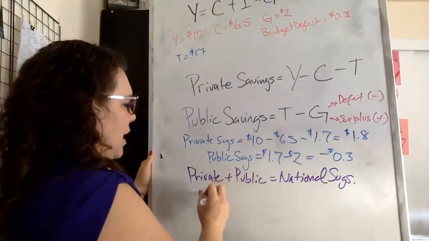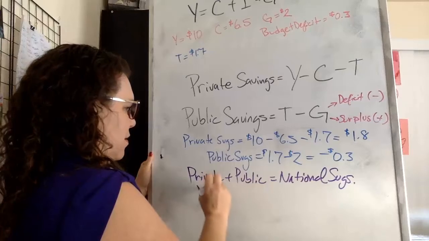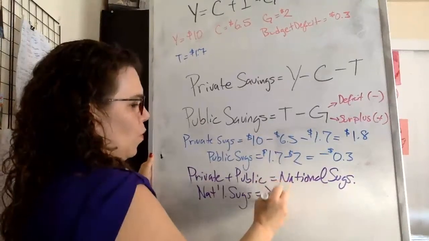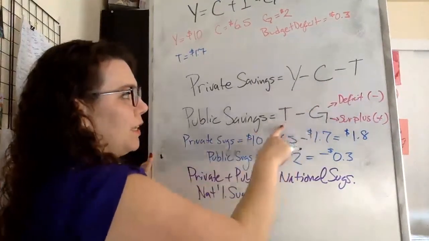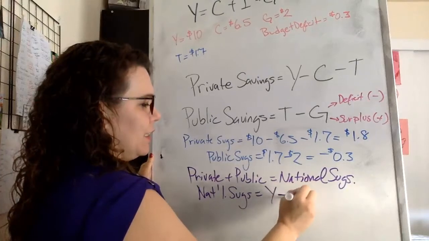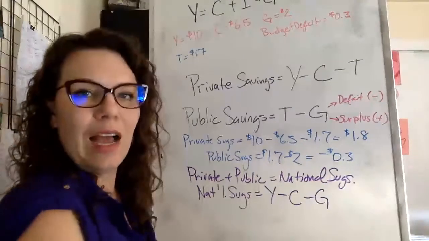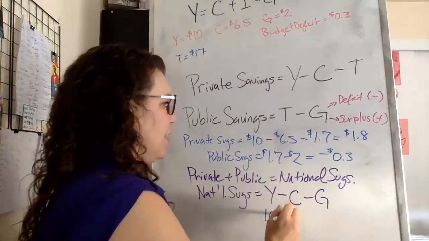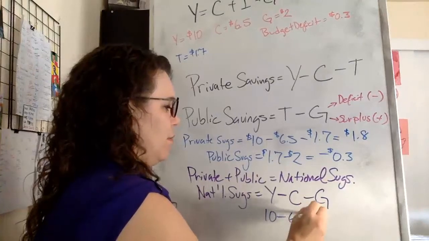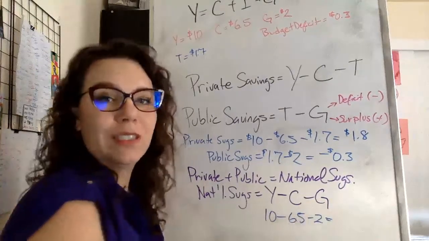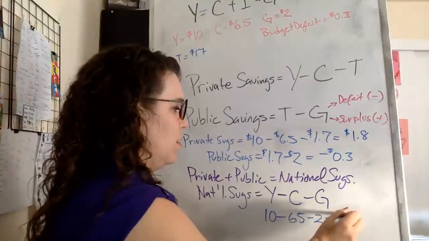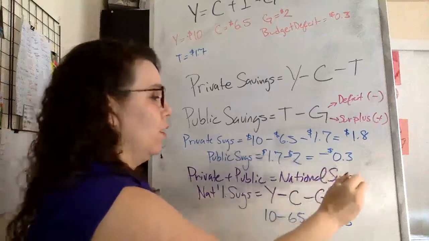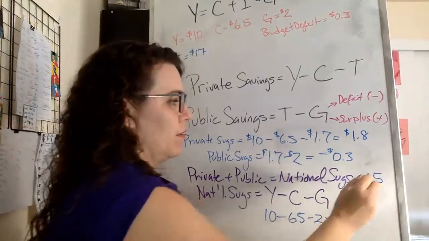We can also say that national savings is equal to Y minus C minus T plus T minus G, or Y minus C minus G. Either way we do it, we're going to get 10 minus 6.5 minus 2, which is equal to 1.5, or 1.8 minus 0.3 is equal to 1.5.